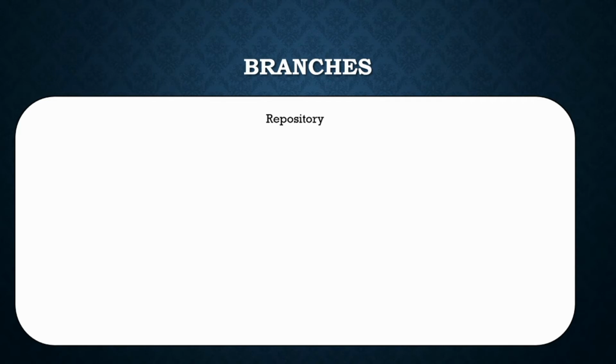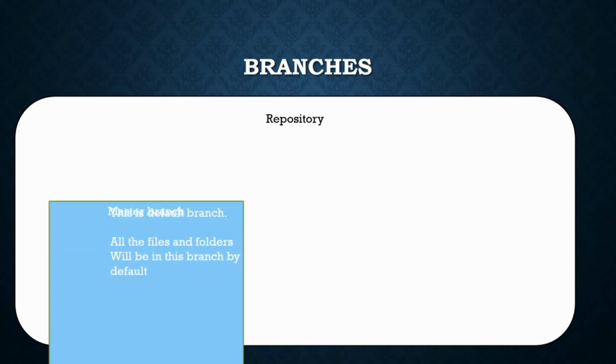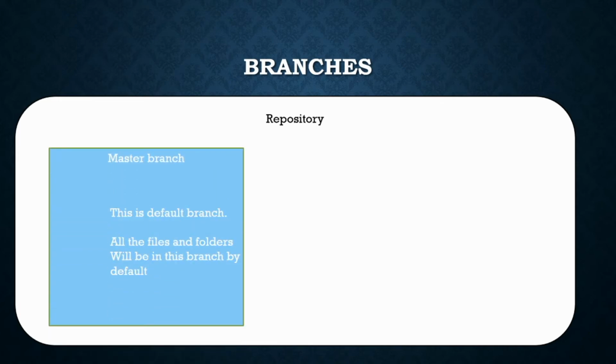Okay, again this is another repository. Whenever you create a repository, a default branch gets created inside the repository. It's called master. Master is a default branch. Whenever you create a Git repository, whether it's GitHub or any other Git platform, by default a branch called master is created.